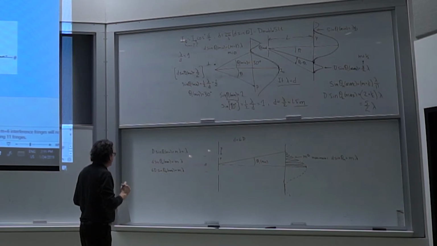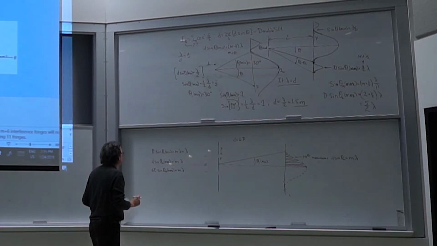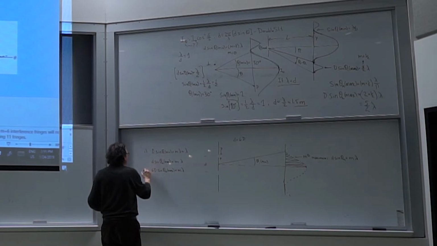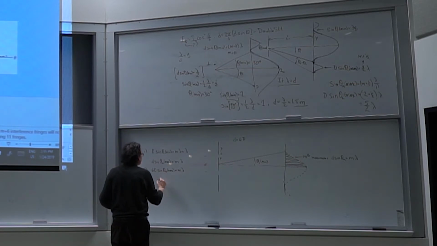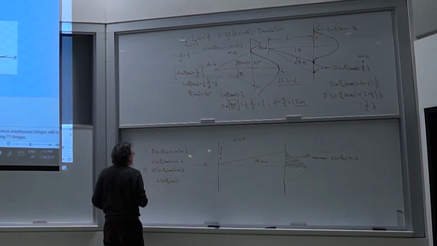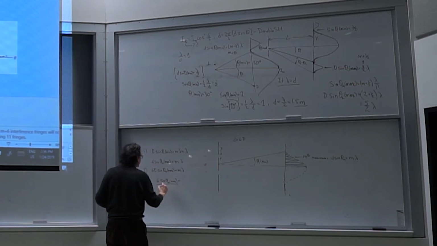I'm trying to think of the simplest way to explain this. I can use this equation now as well, so I can use equations 1 and 2. And if I divide 2 by 1, then I get 6 times sine theta m maximum is equal to m, divided by sine theta 1 min.